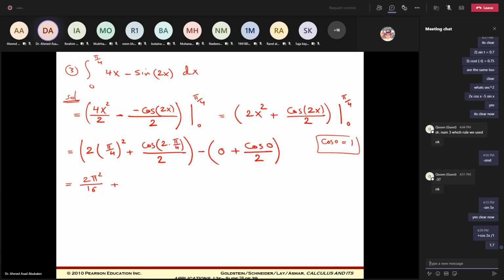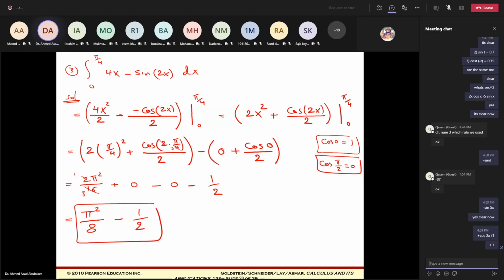2 pi squared over 16, because 4 squared also. Plus, remove a 2 with 4, we have 2. So cosine pi over 2 equals 0. So this is 0 minus 0 minus 1 over 2. So we have, remove 2 with 16, pi squared over 8 minus half, like this. Okay.